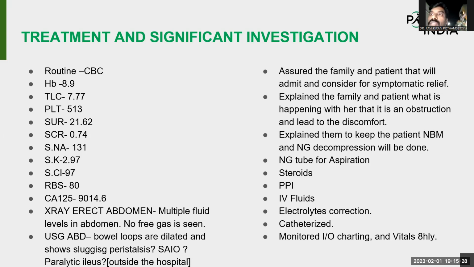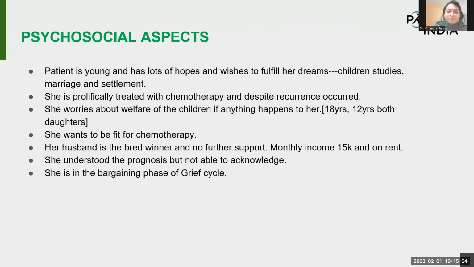Then we assured the family and patient that we will admit and consider symptomatic relief. We explained to the family and patient what is happening with her, that it is an obstruction leading to discomfort. We explained that we would keep the patient nil per oral and NG decompression will be done. So: NG tube for aspiration, steroids, PPIs, IV fluids, electrolyte correction, and we catheterize to monitor input, output, and vitals regularly.